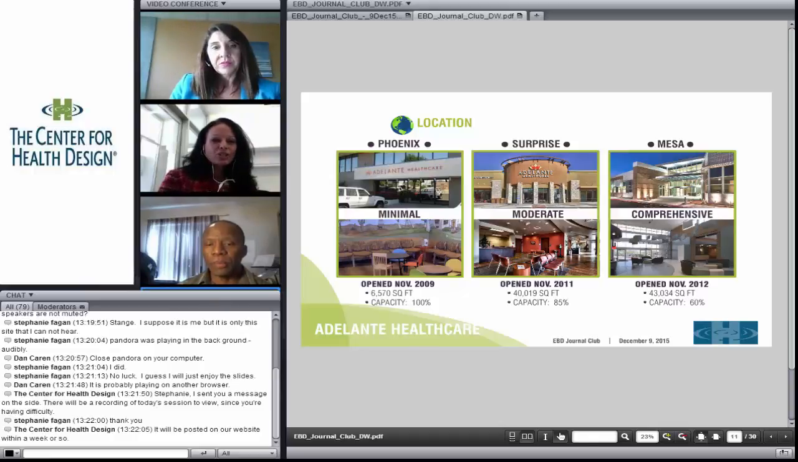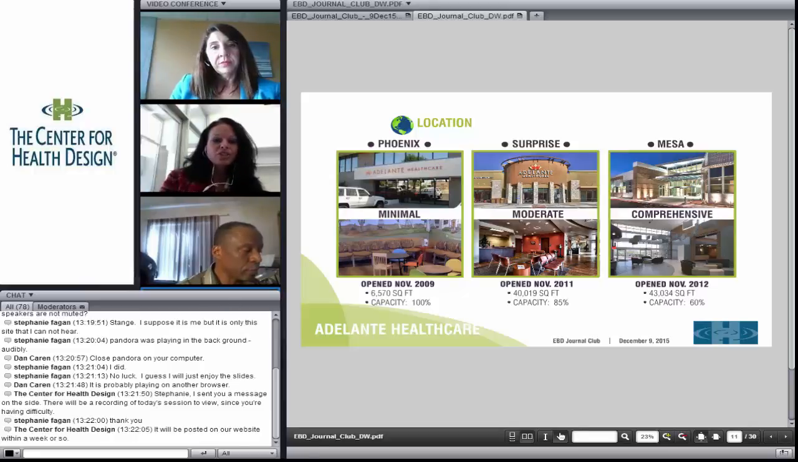Their Phoenix location was built in November of 2009. It was truly a remodel of an existing shopping mall area. It's obviously the smallest of the 3 facilities, and they did not have any intent of doing any evidence-based design within that facility when it was built. While they did a few things to spiffy it up, it really is very much what you might think of as a very typical community health center.